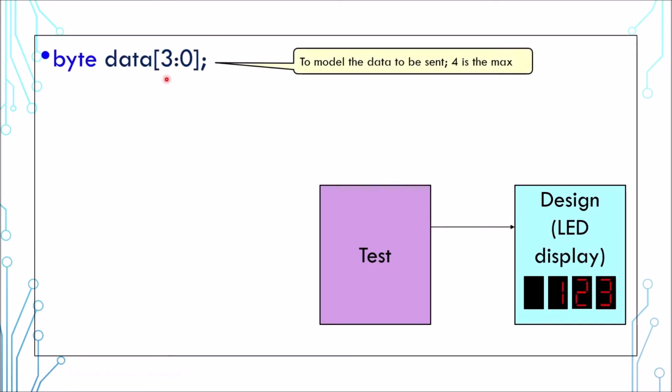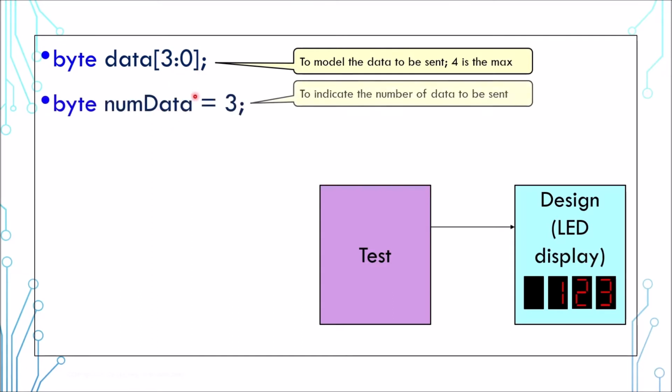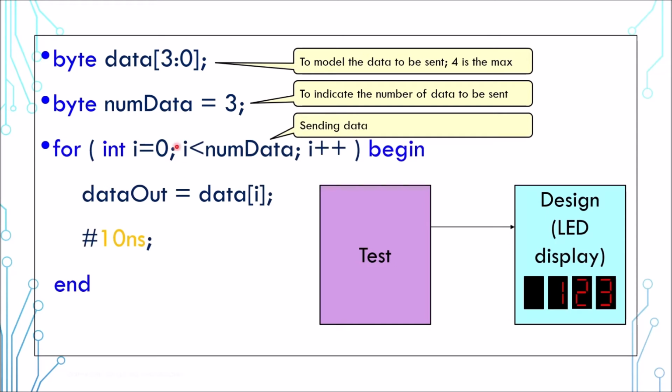You need an array for the display data, and you need a counter to indicate how many data you want to display. And finally, you need an execution for loop to send the data. For example, if you want to print 1, 2, 3, the array would hold 1, 2, and 3. The counter would be 3, meaning 3 digits.